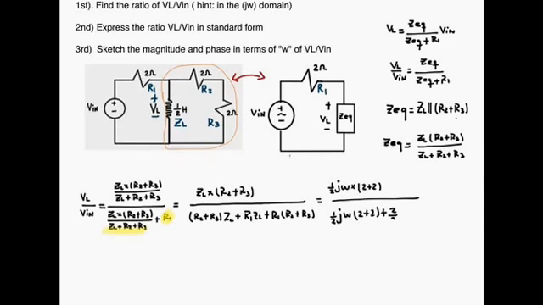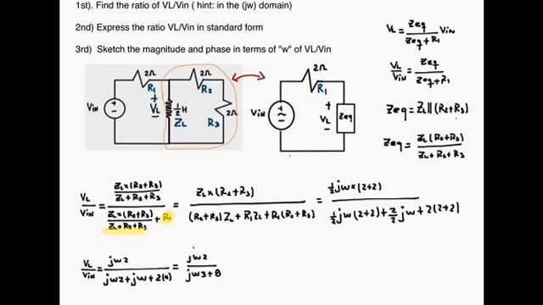Now, substituting the values of L as j omega divided by 2 and the values of the resistors 2 plus 2, we have the following expression. Continue working with the ratio. We have that the numerator is j omega 2 divided by j omega 2 plus j omega plus 2 times 4. So that's going to be j omega 2 divided by j omega 3 plus 8.